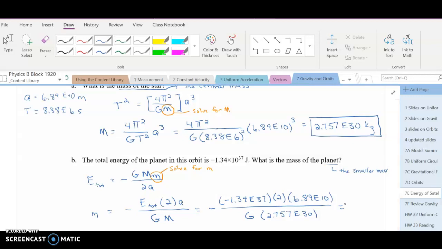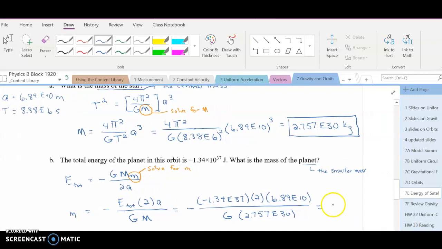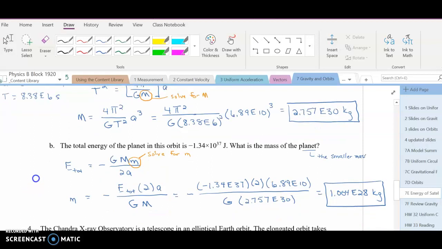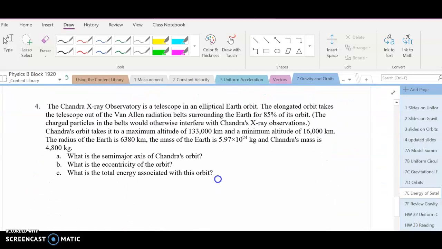And so I get a small mass of 1.004 times 10 to the 28th kilograms. Okay, and let's go ahead and look at number 4.